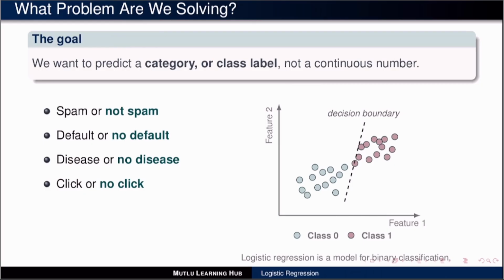And the goal is to separate these classes, ideally with a clear boundary, like you see in this image. Here, this line is our decision boundary. If we have a point on the right, we say it's class 1. And if we have a point on the left, we say it's class 0.